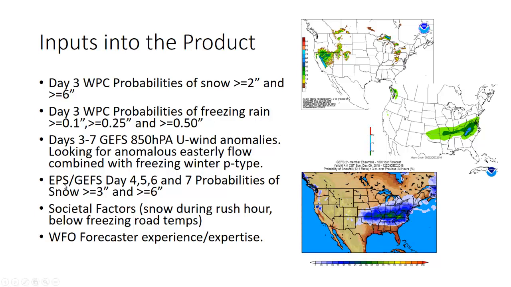And then later on in days 4, 5, 6, and 7, we have the multi-model ensemble, the EPS or the GEFS, and again we may be using the GEFS at first. Days 4, 5, 6, and 7, probabilities of 3 inches and 6 inches of snow, as well as, in day 3, especially societal factors like if there's going to be snow during rush hour, below freezing road temps, and then obviously forecaster expertise here as well.